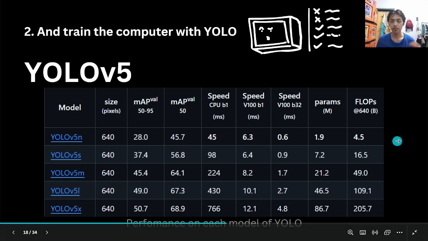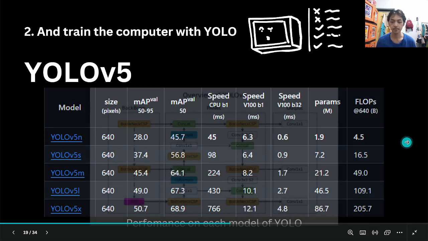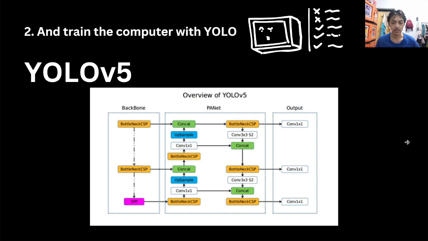Like I said before, the better model we use, the better performance we can get. For example, YOLO V5X has the better performance on the mAP val among all these models. And next, there is the architecture of YOLO. There is a backbone, there is a PANet, and there is an output.